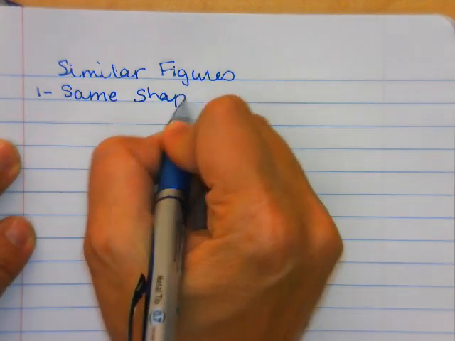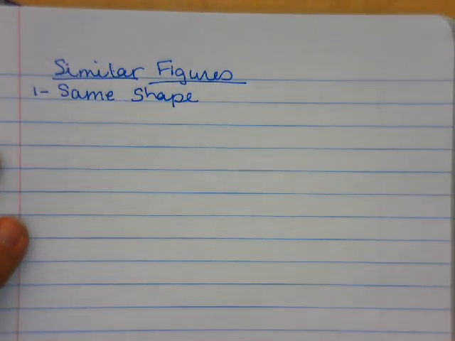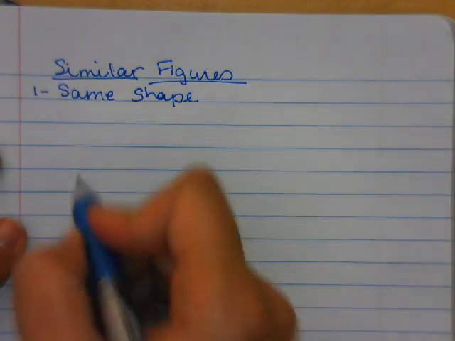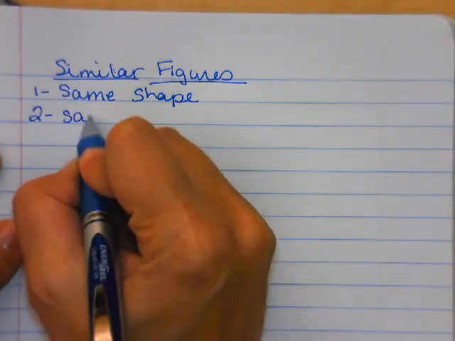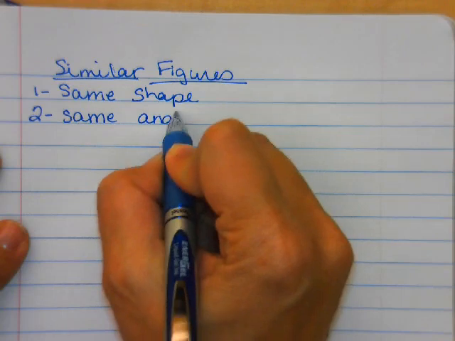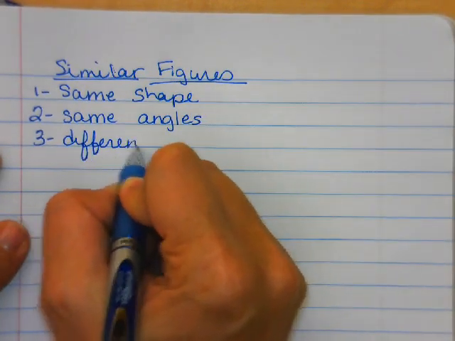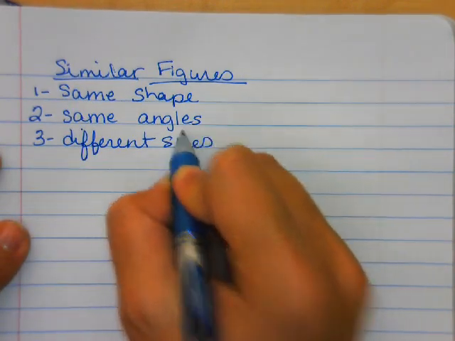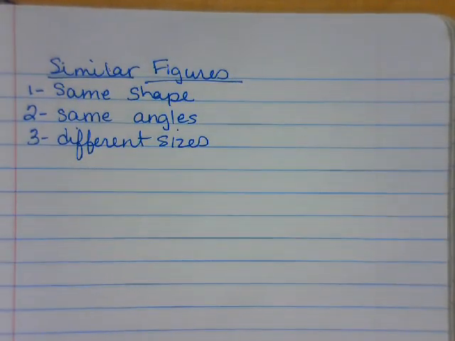Now, we have been talking about different types of triangles. So when we say same shape, if I'm talking about a right triangle and an obtuse triangle, that's obviously not going to work. Even though they're both triangles, it needs to be the same type of triangle. Same shape, same angles, different sizes. So I want to show you a couple of examples so that you can determine if things are similar or not, so you can be successful in class.